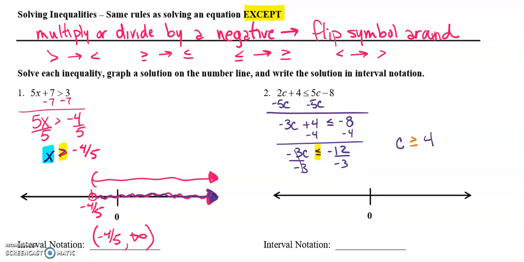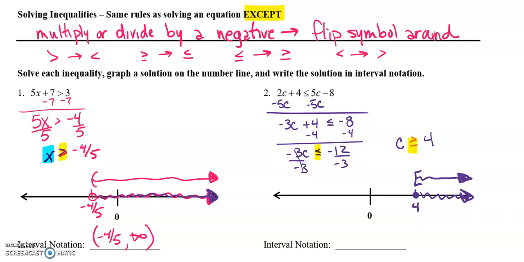Graph my 4. 4 is positive, so it is to the right of 0. I want numbers that are larger than 4. These numbers here are larger than 4. What happens at the 4? I'm equal to. I have a closed dot at the 4, or you could do a bracket as well.